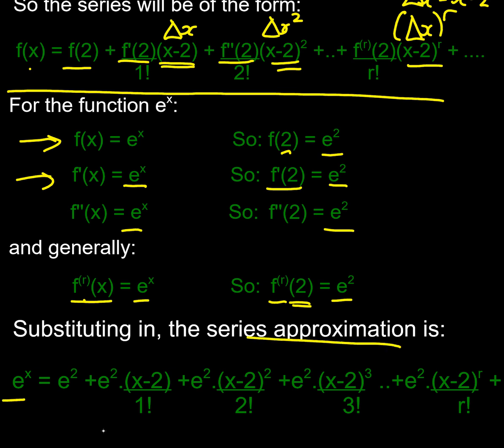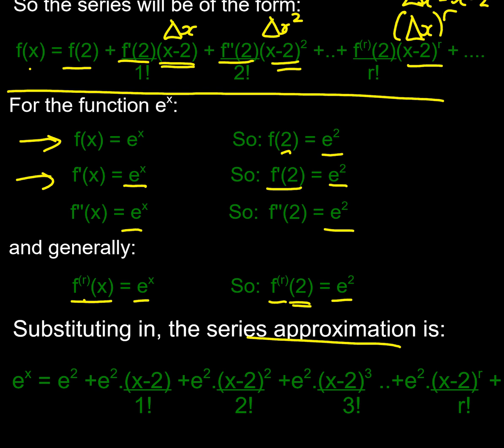So e to the x, when working around 2, is e to the 2, that's my f of 2, plus e to the 2, that's my f dash of 2, and we're multiplying by these delta x, aren't we? And there's e to the 2, that's my second differential of e to the x around x minus 2, etc. So that's what my series is going to look like. For this one, straightforward, same sort of process as we did for Maclaurin.